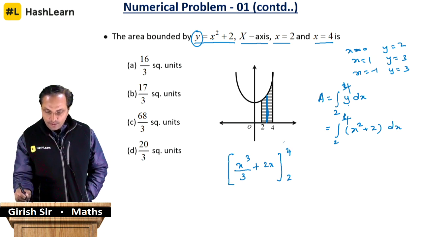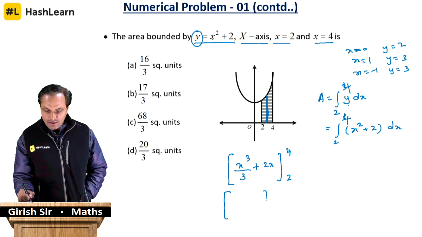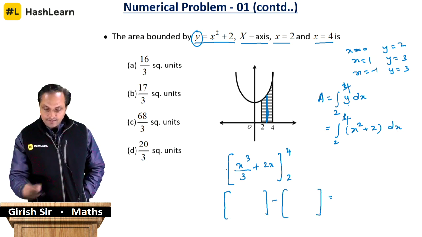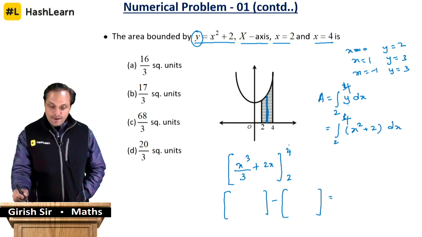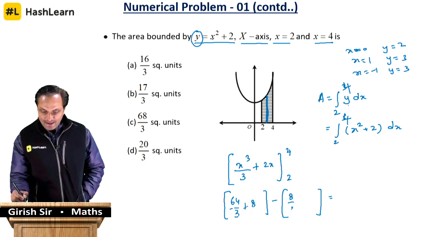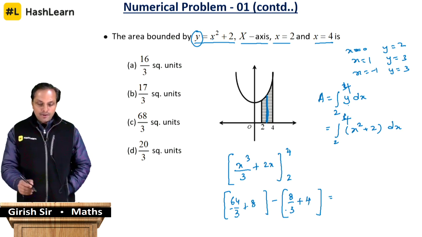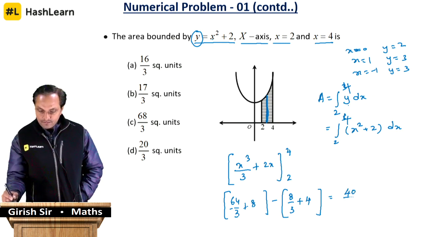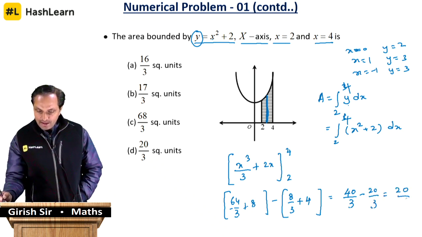सो 2 to 4. चलो यहाँ पे सब्सटीट्यूट किए तो ये है अपर लिमिट सब्सटीट्यूट करने के लिए स्पेस, ये है लोअर लिमिट सब्सटीट्यूट करने के लिए. So that is, this is 4³/3, 4 into 2 is 8, lower limit is 8/3 + 4. Okay, so that will give you 24. 64 minus 24 is 40/3 minus 4 3s are 12, that is 20/3. तो ये हो जाएगा 20/3.